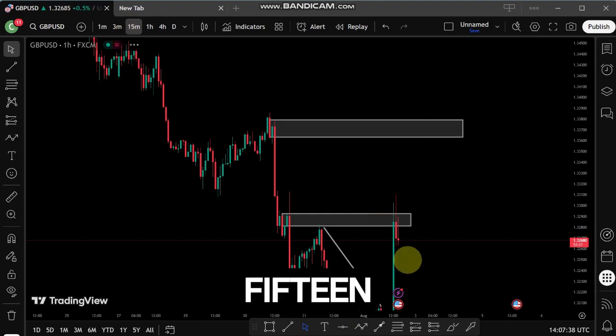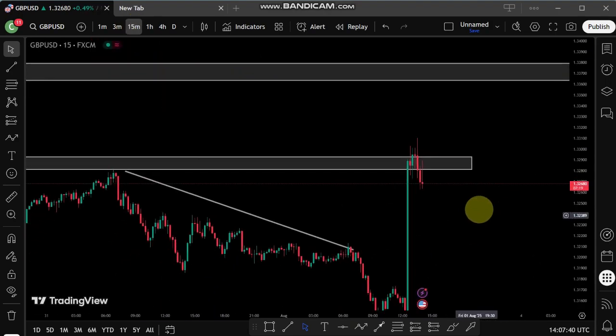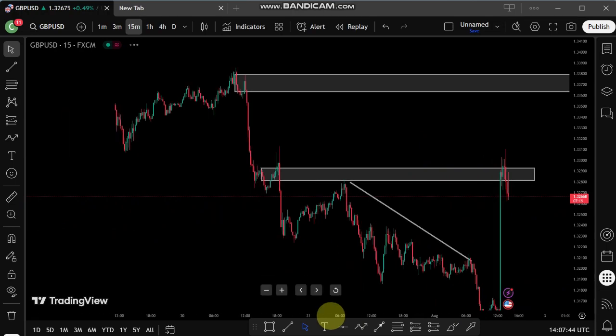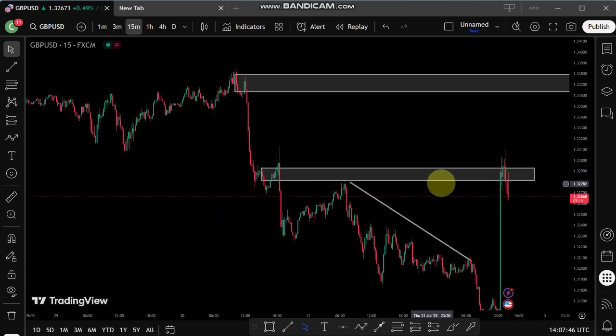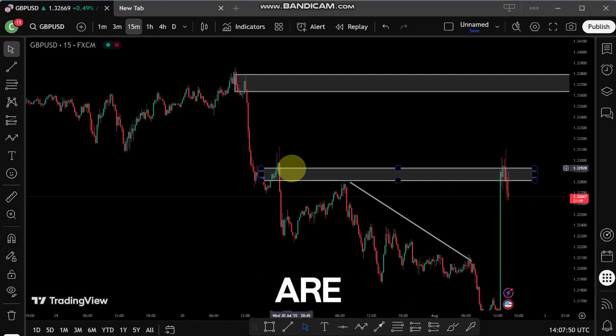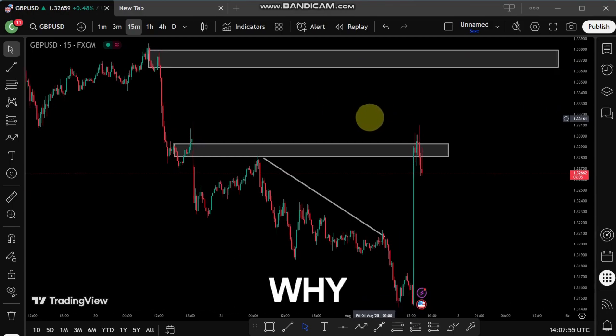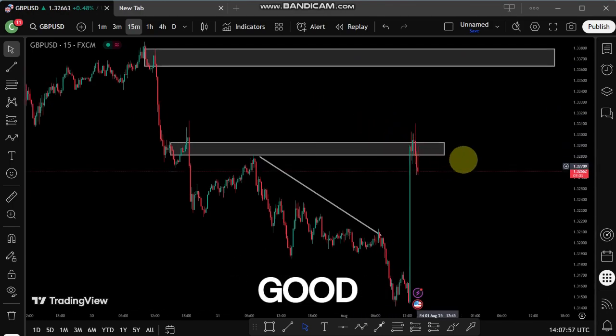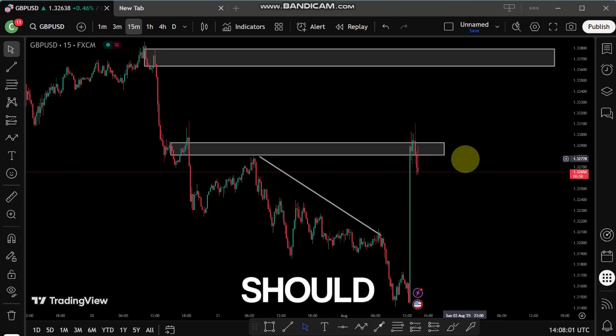But if you put this in the 15 minutes time frame, let me just zoom this. I'm going to see that most people think that this is what the price is going to respect, but this is the major zone that price is going to respect. That's why doing top-down analysis is actually very good. So if you have not watched my video on top-down analysis, you should really watch it.